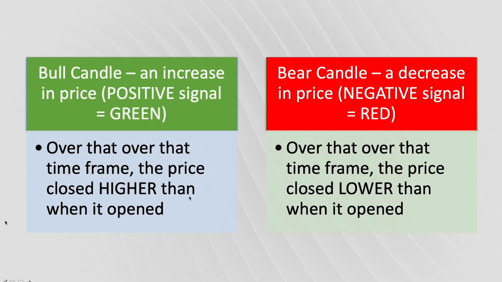Now, just to recap, a bull candle is an increase in price point, a positive signal, therefore it's green, which means that over that time frame, the price point closed higher than when it opened. A bear candle is a decrease in price, a negative signal, right? It's gone down in price point, so it's not a good thing, so it's red. Over that time frame, the price point has closed lower than when it opened.